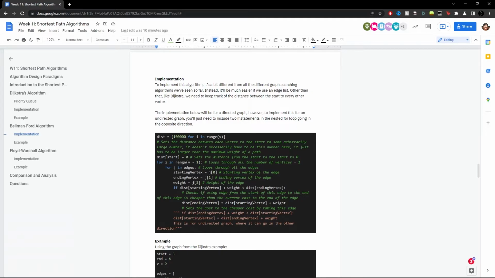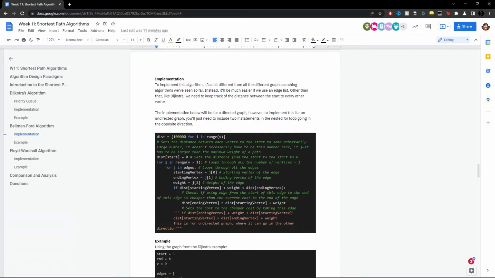So in here, I set the distance from each vertex to the start to some arbitrarily large number. It doesn't have to be this number, as I said, and I also set the distance from the start to 0, since one of the key concepts for shortest path algorithms is that starting and ending at the same place will always be 0. Now we loop through the number of vertices minus 1 times, since the longest path we'll ever have is V minus 1 edges. So we loop through V minus 1 times, and we loop through all the edges.